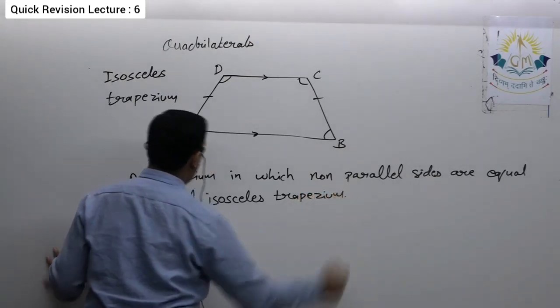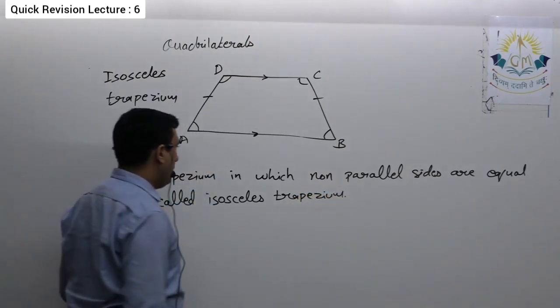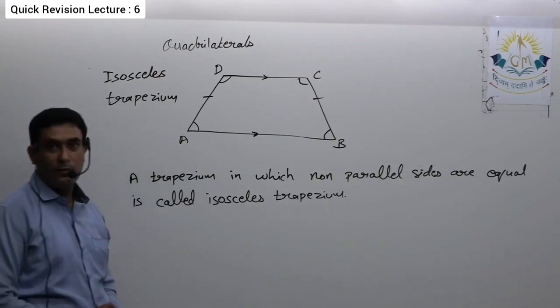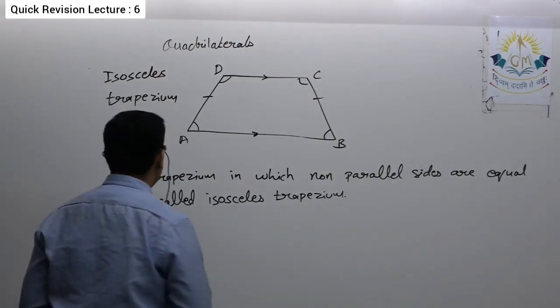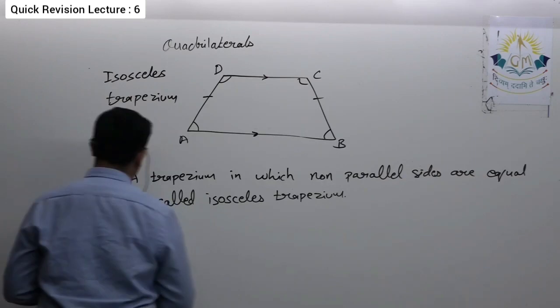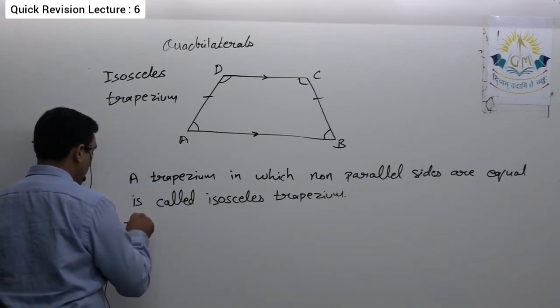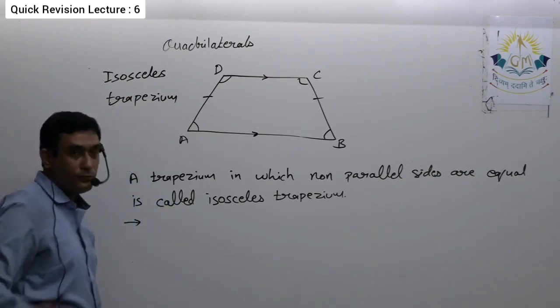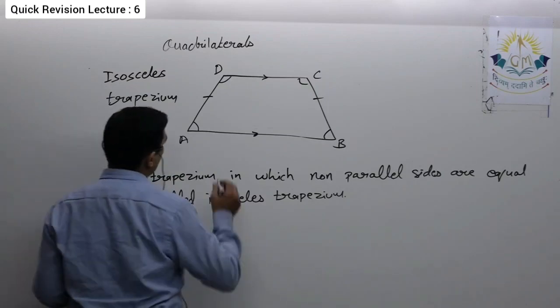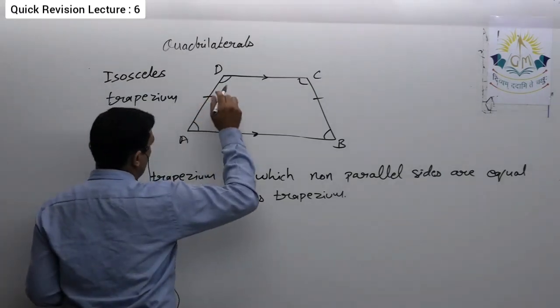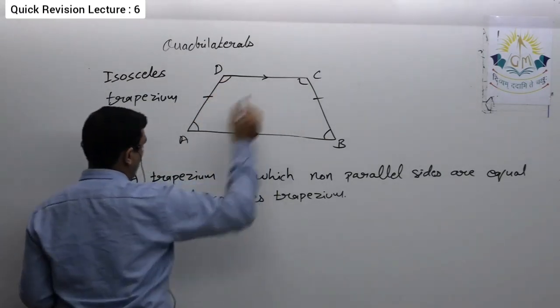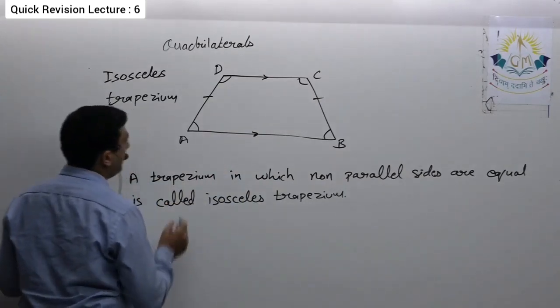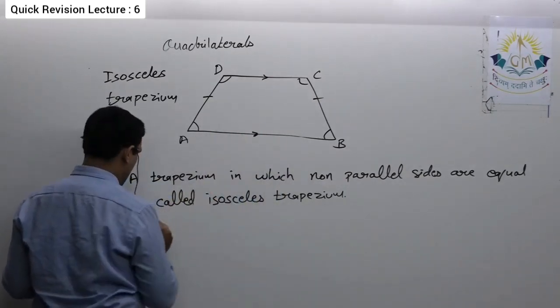A trapezium in which the non-parallel sides are equal is called an isosceles trapezium. Okay, so that is an isosceles trapezium. Now, if we see the properties of an isosceles trapezium, the very first property is that its diagonals are equal. That means DB equals AC.